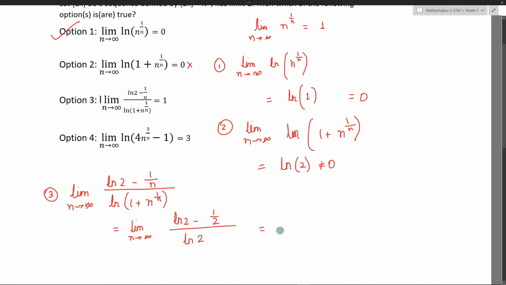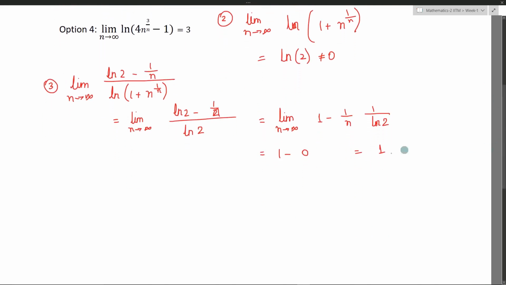So this can be written as limit n tends to infinity 1 minus 1 by n into 1 by ln 2. Okay, so I can substitute n as infinity. I'll have 1 minus 1 by infinity is nothing but 0. So the answer is 1. So the third option is correct. So what about fourth option?